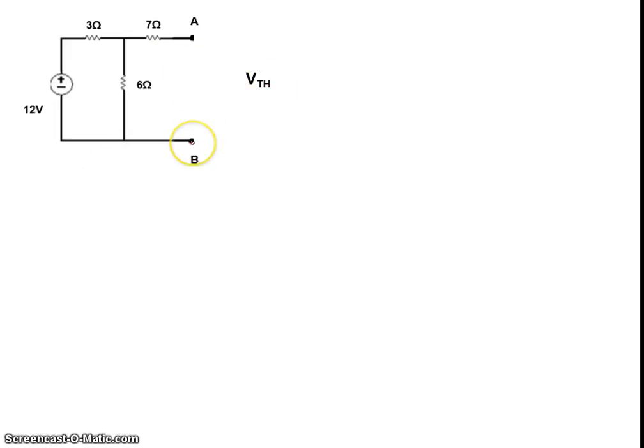Since A and B are open circuit, you know that there won't be any current flowing through an open circuit. That means there cannot be any current flow through the 7 ohm resistor. The network is complete through a single loop, and the Thevenin's voltage is nothing but the voltage across the 6 ohm resistor. If you want to measure or calculate VTH, we can simply calculate it by the voltage across the 6 ohm resistor.